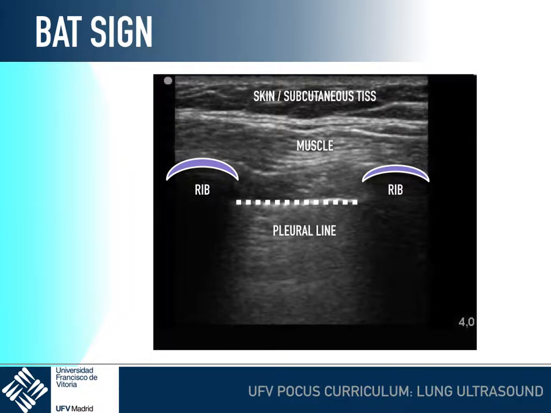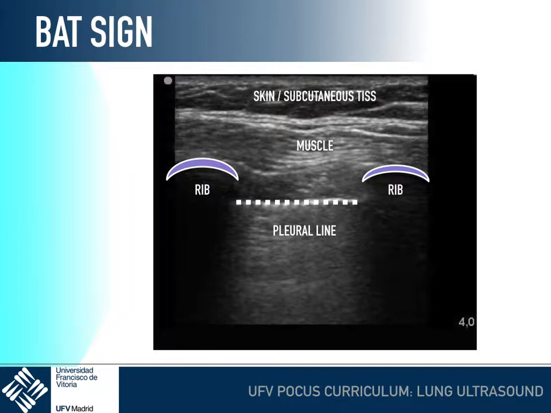In this case, from the pleural line downward, it's not real. This is the lung, which contains mainly air, so the image we are looking at is not real. And the superficial part is totally real: the skin, the subcutaneous tissue, the muscle, even the cortical part of the ribs.